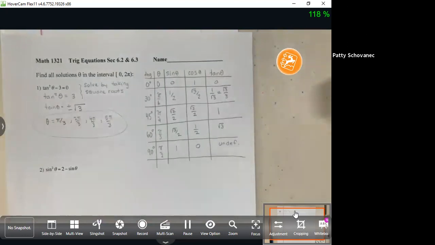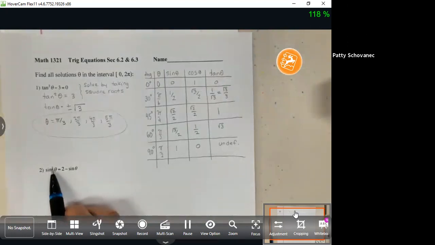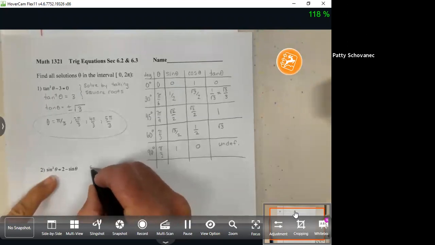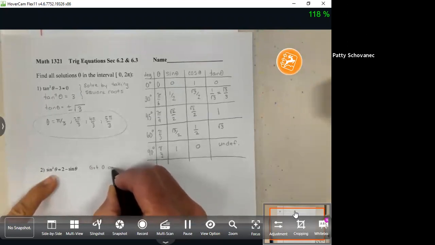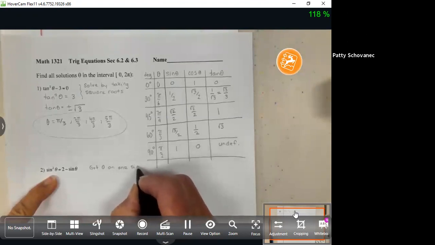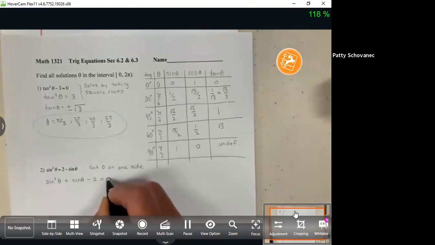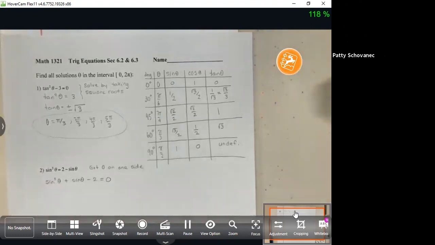We've done some version of this problem too. When you see a second degree equation and a first degree term, I want you always to get 0 on one side first. We're going to try to solve this second degree equation by factoring. That only applies if you get 0 on one side. So I'm going to add sine of theta and subtract 2. We did that one just mere seconds ago.